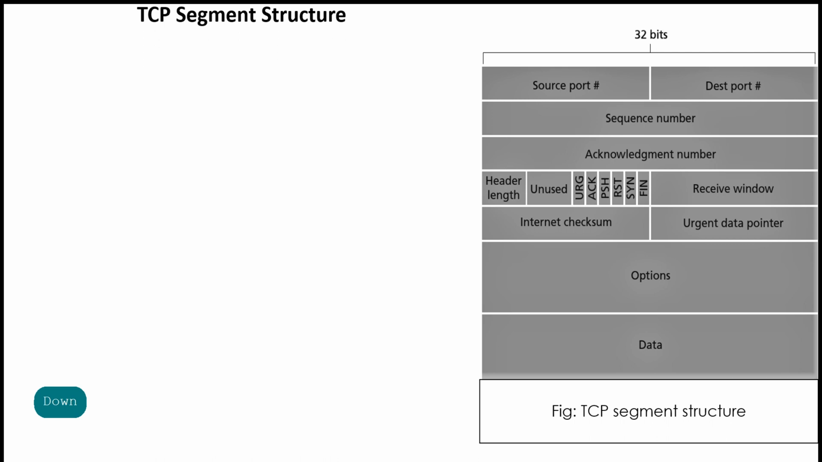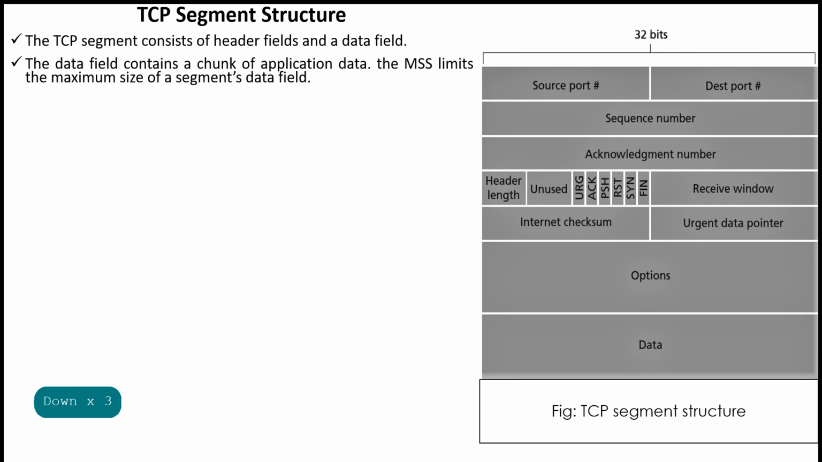This is the Transmission Control Protocol segment structure. It is the TCP segment structure. The TCP segment consists of header fields and a data field. The data field contains a chunk of application data.